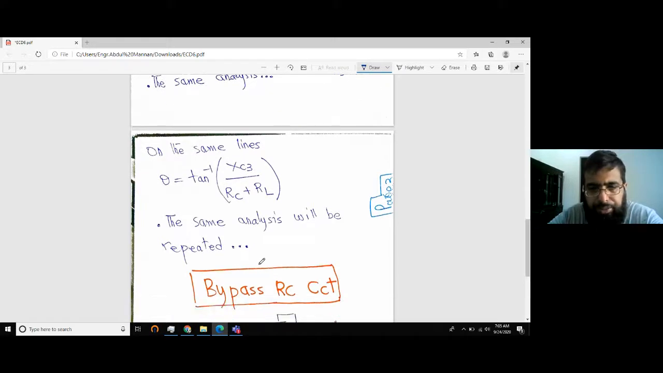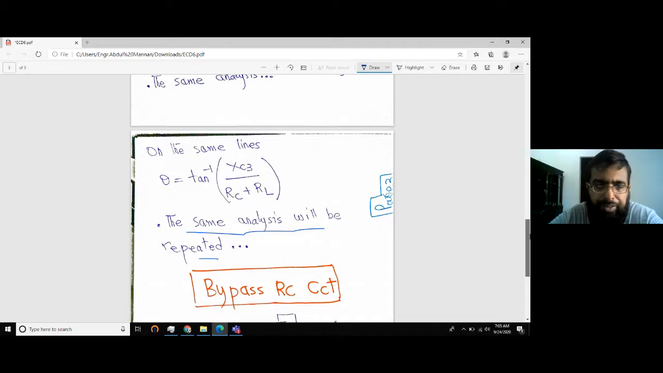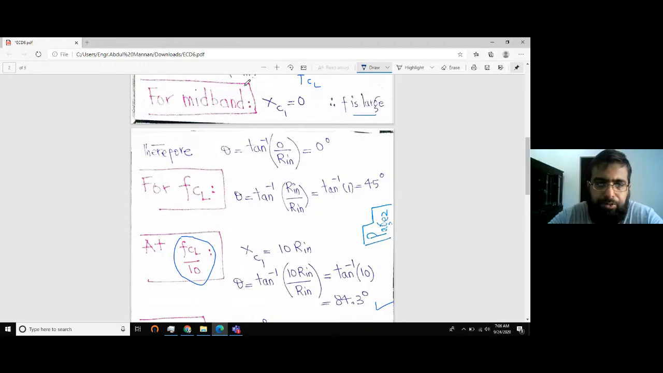On the same lines, we can apply the same analysis: what happens at theta equal to 0, what happens when F is very large in midband, when F is equal to FCL, and when F is very small compared to FCL. You can apply the same analysis, which is left as homework for students. Apply the same analysis that we have applied here to the output circuit.